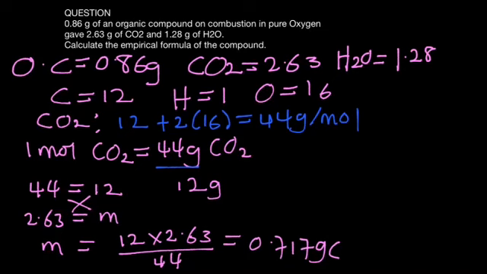Okay, let's go ahead and have a look at how much of the hydrogen we have. So let's go ahead and calculate the molar mass of water. Water is H2O, hydrogen is 1, so we have 2 times 1 plus oxygen, which is 16. So that is giving us 18 grams per mole as the molar mass of water.